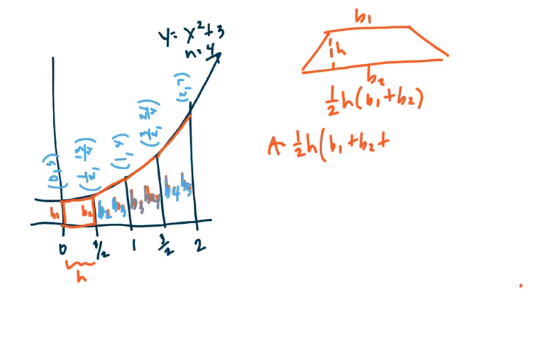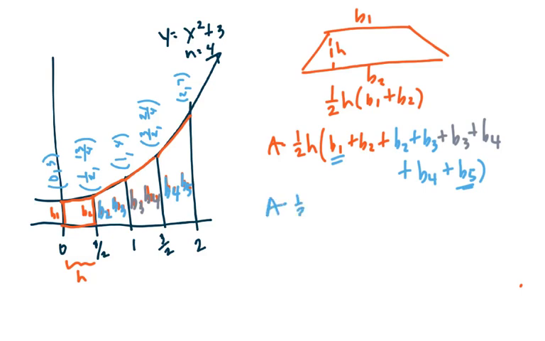So base 1 plus base 2. And then in the second rectangle, I have base 2 repeated and I have base 3. And then the next rectangle, I have base 3 repeated and base 4. And then in the last rectangle, we have base 4 repeated and base 5. So notice the only single bases are base 1 and base 5. So you could say 1/2 height times base 1 plus 2 base 2 plus 2 base 3 plus 2 base 4 plus base 5.